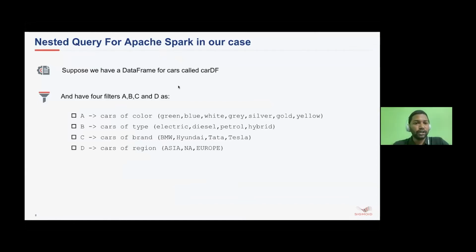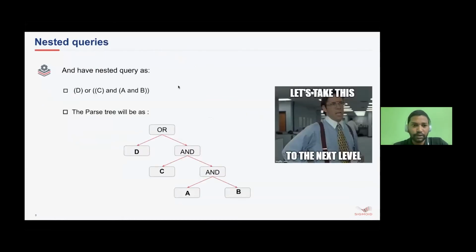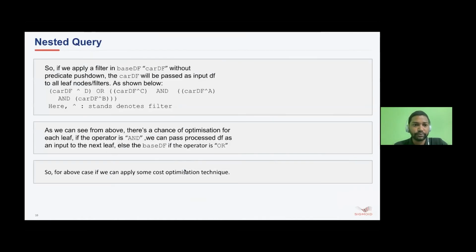So as I described here, we have four filters that we can apply on our car data. Suppose we want to filter all of this, and we create a parse tree for that filter. On the root we can have OR, with D on one side, and on the right side all the filters nested together with AND. Let's see what we can do with this.